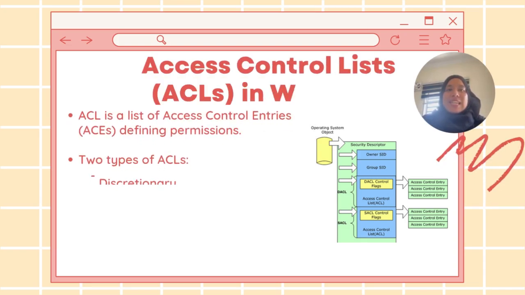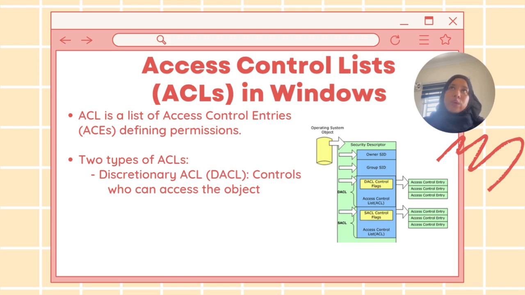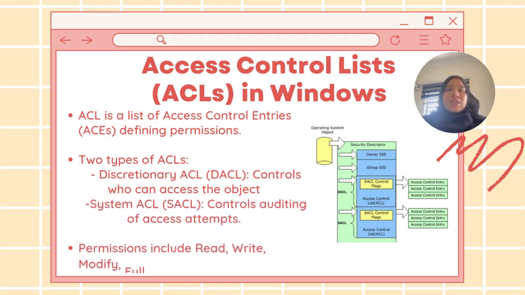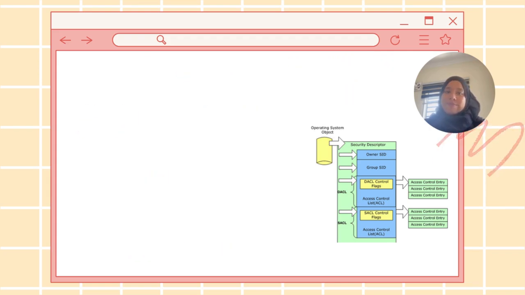ACLs are basically lists that define permissions, like who can access what. Each entry in the list is called an ACE, or access control entry. There are two main types of ACLs. First, the DACL. This controls who can access an object. Second, the SACL. This is used for auditing access attempts. Permissions can include things like read, write, modify, or even full control. So, in short, ACLs help Windows decide who gets in and what they are allowed to do.